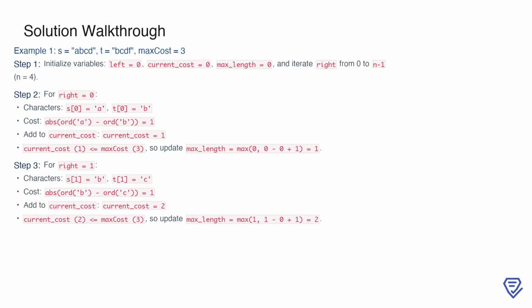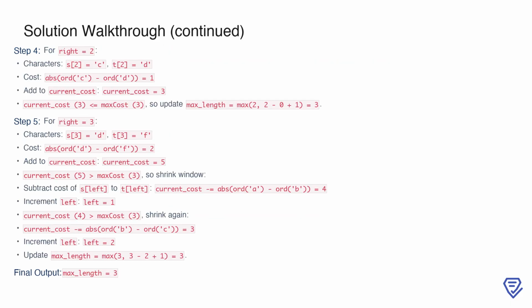Next, for right equal to 1, the characters are B in S and C in T. The cost is again 1, so we add it to current_cost, resulting in a total cost of 2. This is still within max cost, so we update max_length to 2 by calculating the new substring length as 1 minus 0 plus 1, which is 2. Now, for right equal to 2, the characters are C in S and D in T. The cost of this transformation is 1, so we add it to current_cost, which becomes 3. Since 3 is equal to max cost, we calculate the length of the substring as 2 minus 0 plus 1, which is 3, and update max_length to 3.